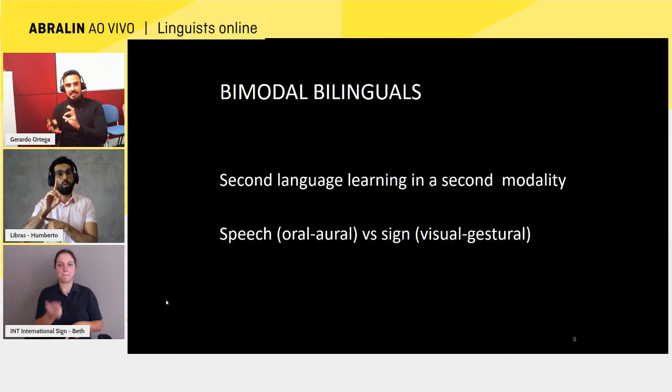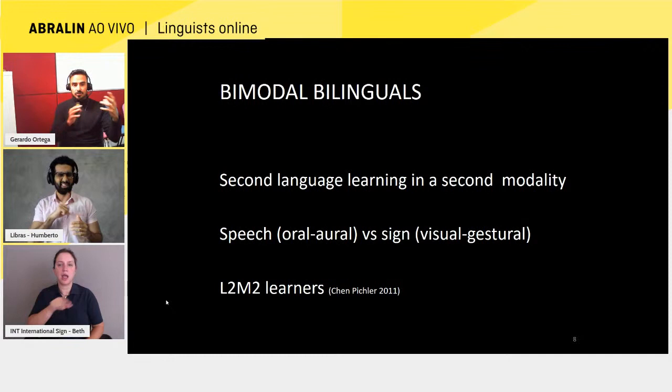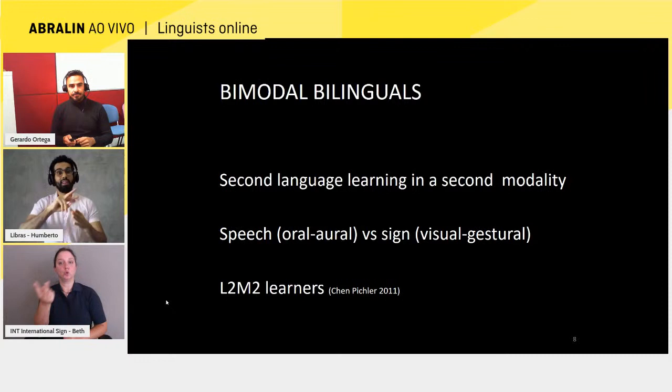So speech versus sign. And some people have even claimed that these are called L2, M2 learners. L2 referring to the second language, but M2 to refer to the second modality that people are learning, like being able to express the language in a visual gestural modality.